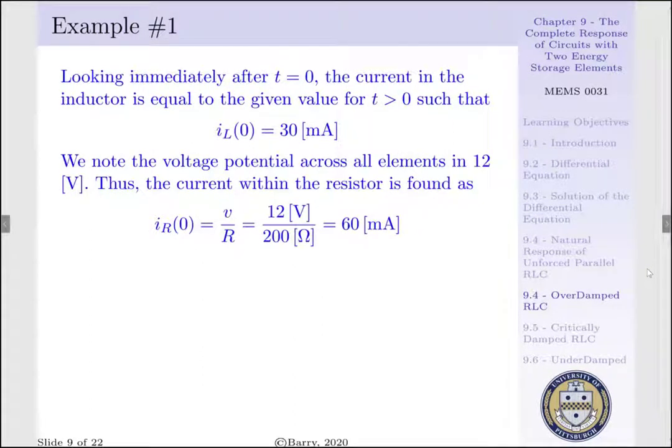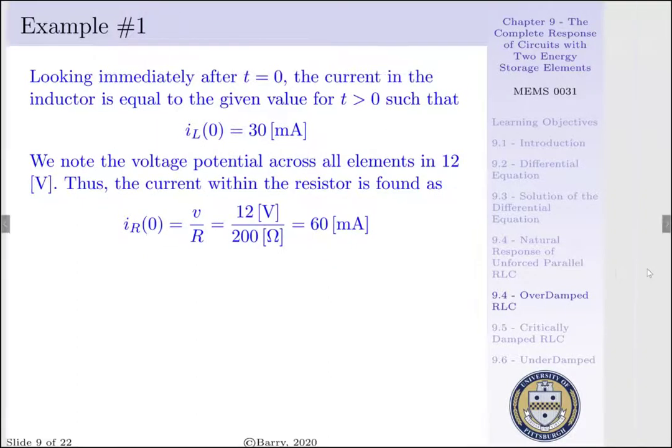We note that the voltage potential across all elements is 12 volts. Thus, the current through the resistor is found simply via Ohm's law. I_R when time t equals 0 is equal to our voltage potential per our resistance. That is, we'd have 12 volts per 200 ohms, or 60 milliamps running through our resistor.